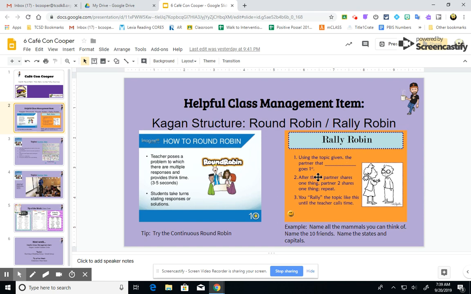Rally robin uses a topic, and this just kind of goes back and forth, and you just keep on going. So it's similar to the continuous, but it's just two people back and forth. So if you want to say name some mammals, might go whale, human, chimpanzee, and then just go back and forth until the teacher says stop. So I'm thinking like names of states and capitals, use your math facts, use story elements. There's a lot of different ways you can do this. So please let me know if you have any questions on the Kagan structure.